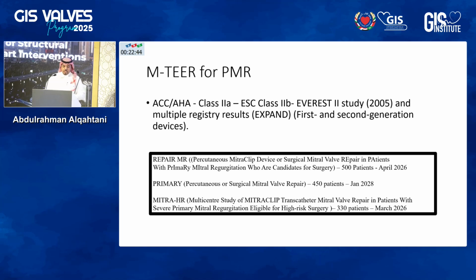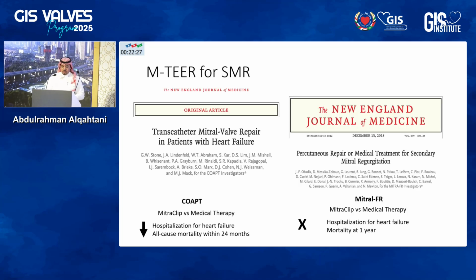And the guidelines still consider a class 2A for a patient who has degenerative mitral valve disease to consider for TEER. So how about for secondary? There are 2 main landmark trials, but with different outcomes, the COAPT trial and the MITRA-FR trial.